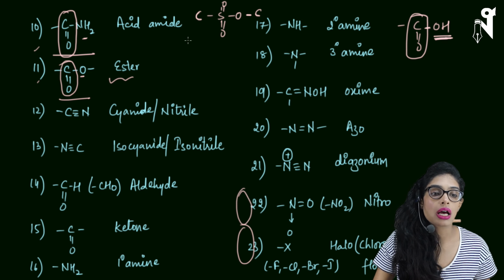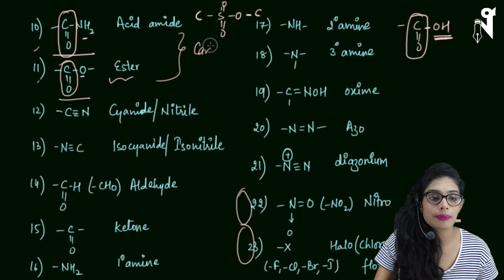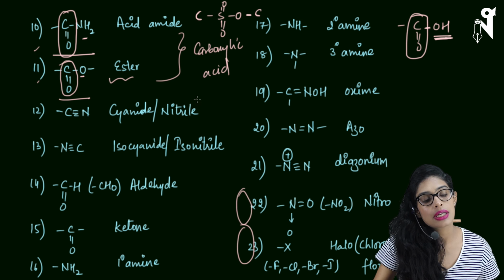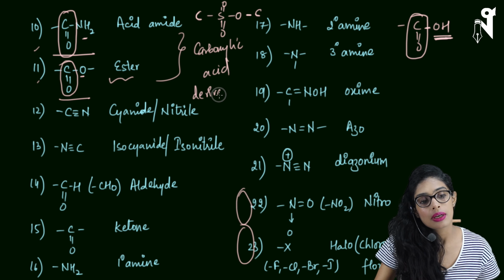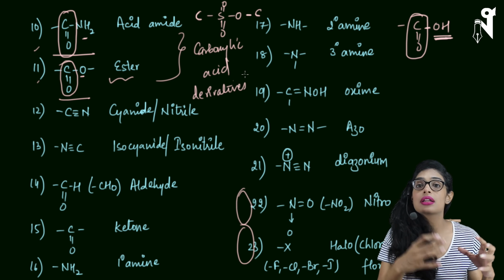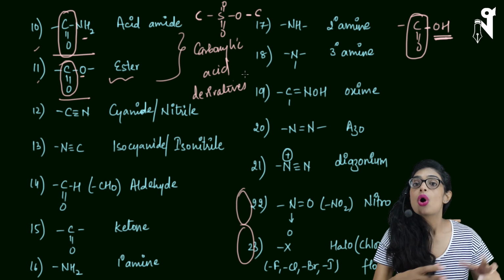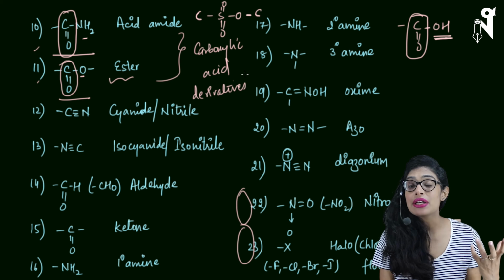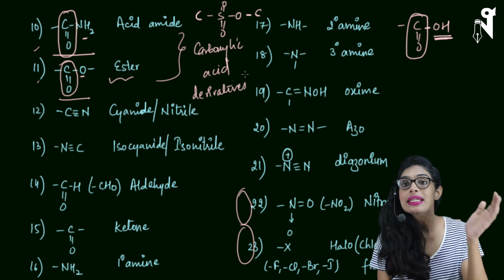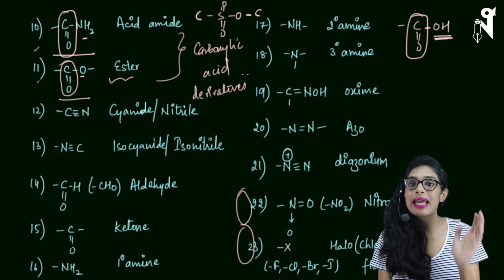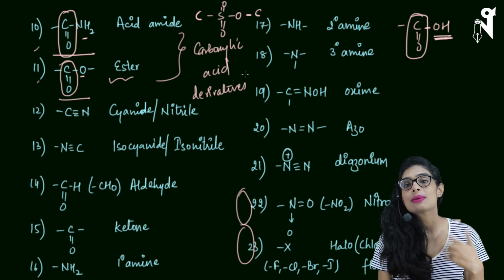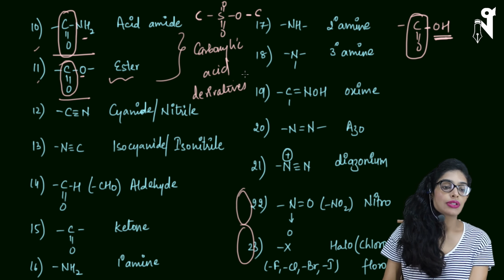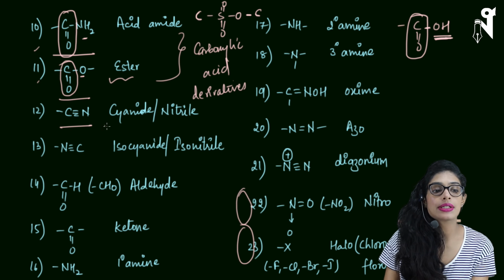All these groups are called carboxylic acid derivatives. What does it mean? It means that these are the groups which have been designed or derived from the carboxylic acid, which have some of the similarity with the carboxylic acid, and these can be formed by doing some reactions on the carboxylic acid compounds. Okay. Next functional group what we have is cyanide, C triple bond N.